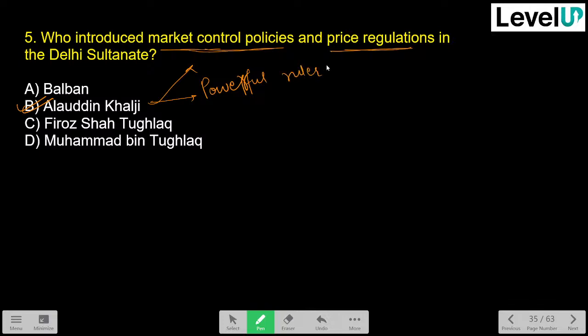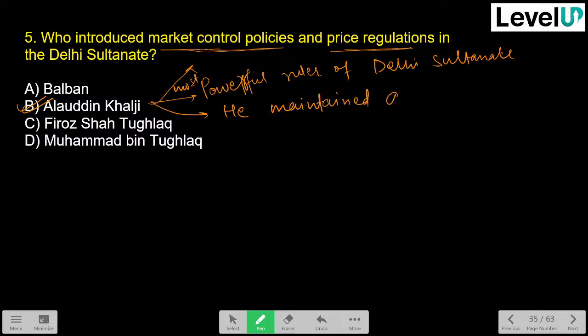Most powerful ruler of Delhi Sultanate. He maintained a standing army. Before him, no one was interested in having a standing army. People used to fight and then go back to do their agriculture farming. So it is like that.